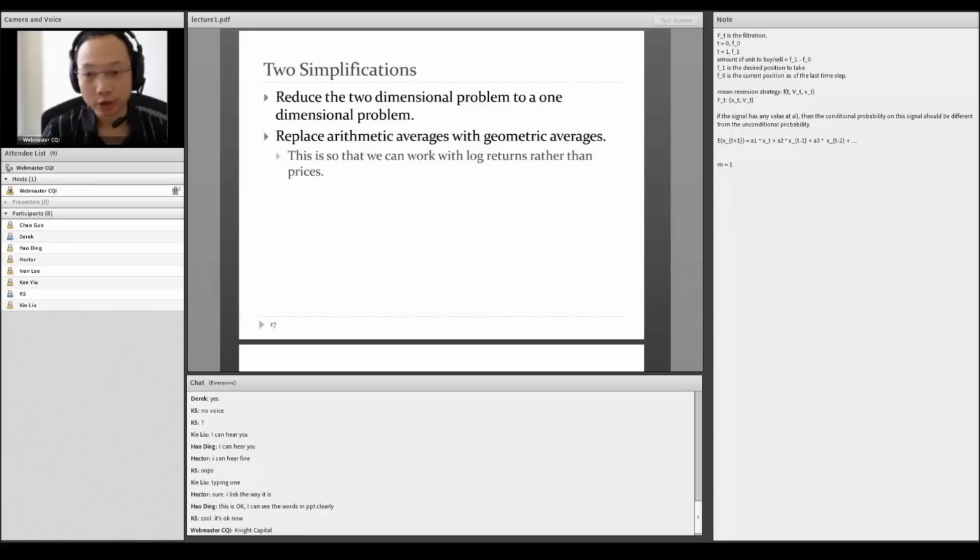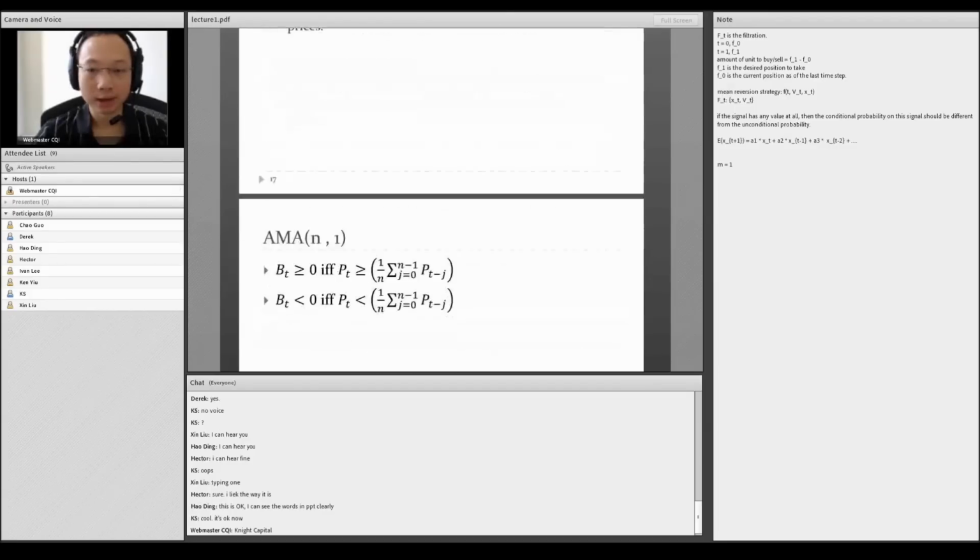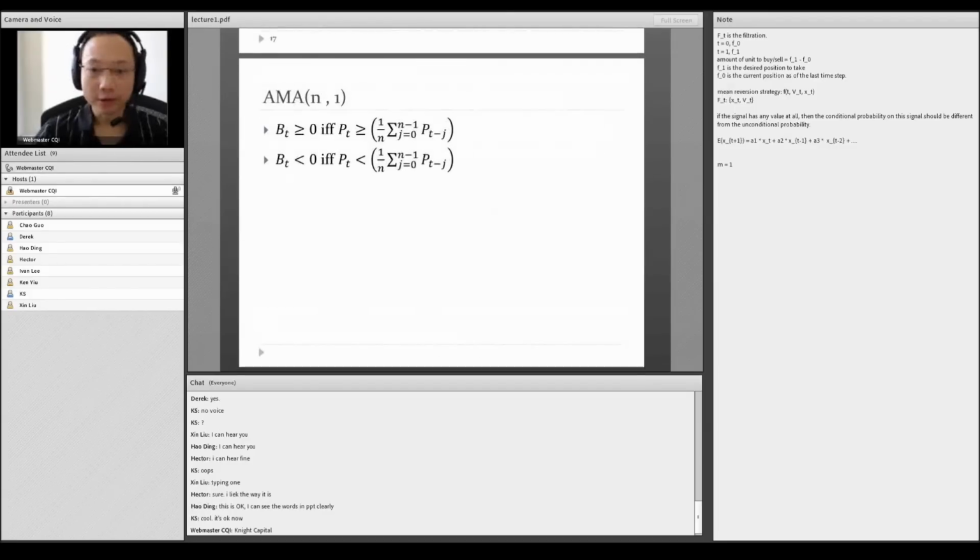And in statistics, we in general work with distributions, meaning that in general we work with stationary data. So it's very important that we convert non-stationary data like prices into stationary data like returns, so that we can analyze it. And in order to analyze returns in the moving average crossover strategies, we need to use geometric moving averages of prices instead of arithmetic moving averages of prices. So after this simplification, this is the AMA, M=1 strategy.